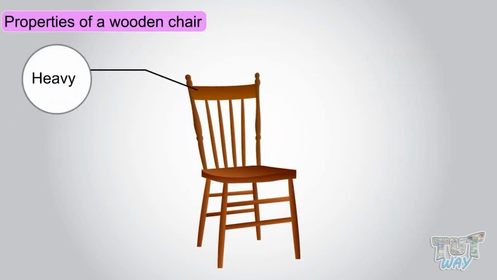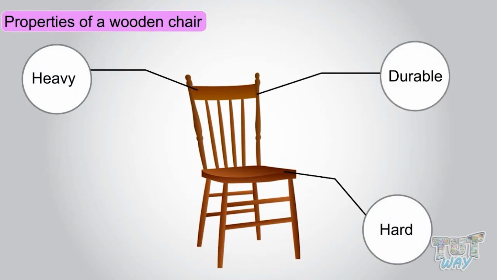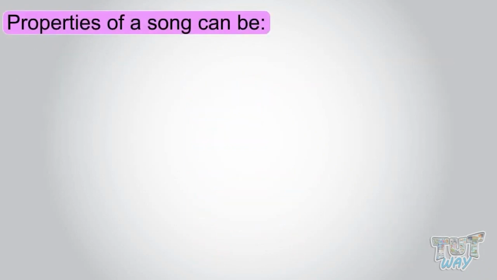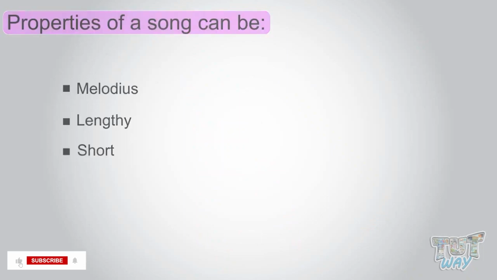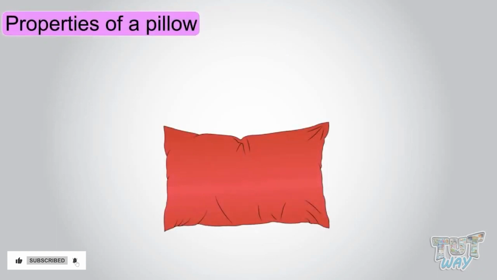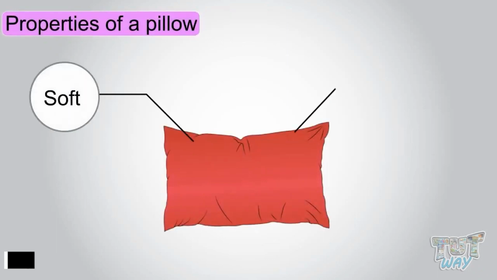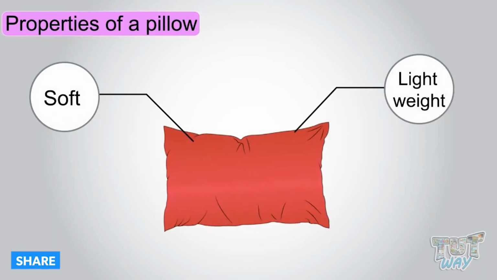Heavy, hard, and durable. Now let's see what the properties of a song can be. It can be melodious, lengthy, or short. Now let's see properties of a pillow. It can be soft and lightweight.